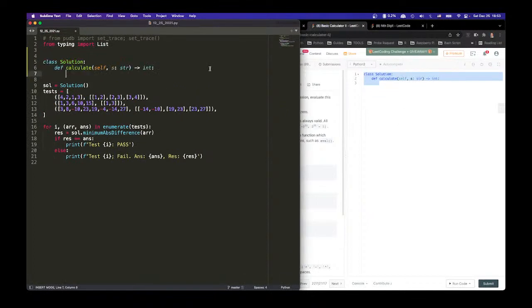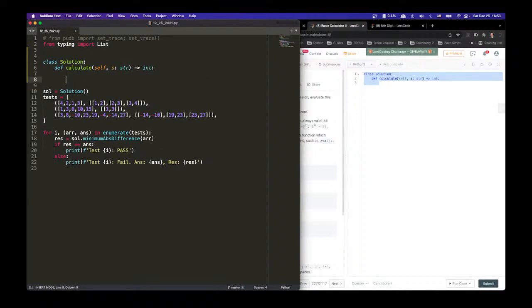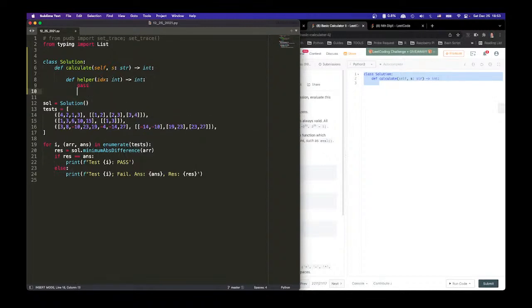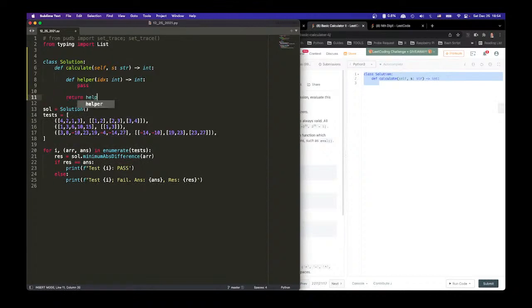All right, so what are we looking at? We're looking at a def helper, right? So a helper, we're gonna go with index as an int, and this one will return an int, blah blah blah, and then what we're gonna do is call return helper 0, right? Okay. So what we're gonna do is we're gonna find the first integer.